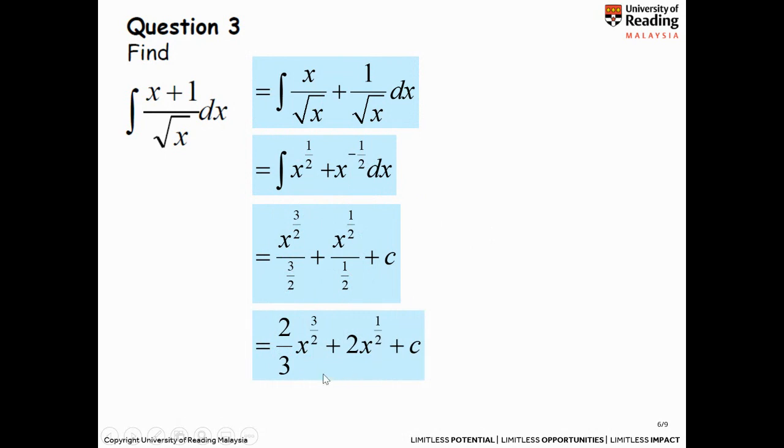We shall change the fractional power back to the normal form. So x to the power 3 over 2 is actually 1.5. So you split up, you get x to the power 1, which we don't put here. And the power half, we shall put as square root x. For the second term, 2x to the power half, you shall change it to 2 square root x.